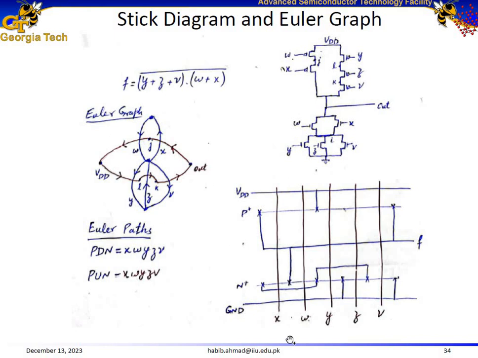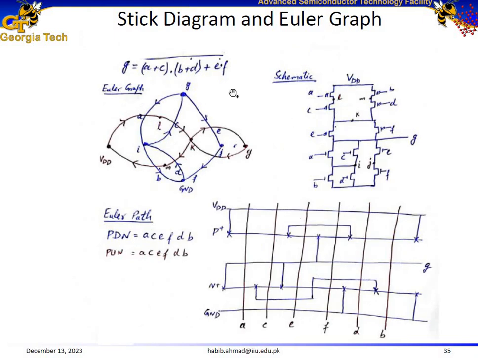So this is the Euler path solution. Then label the polysilicon gates accordingly as x w y z v, and then solve the stick diagram by labeling the sources and the drains of all the transistors, and then labeling sources and the drains on either side of the polysilicon gates for the N plus diffusion layer and for the P plus diffusion layer.